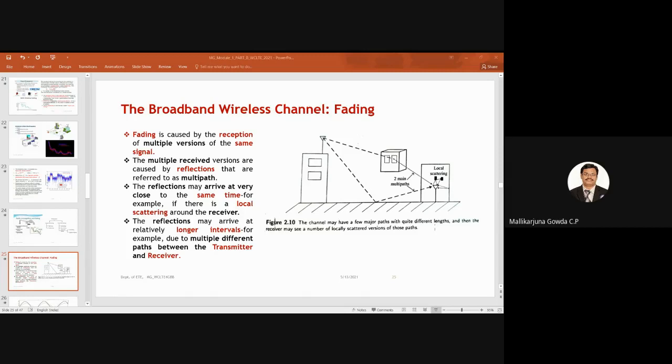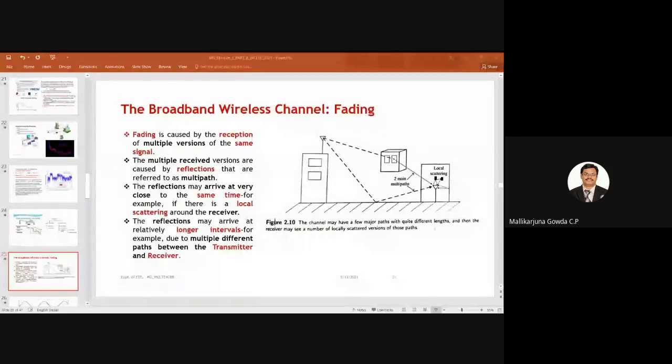Very close to the same time means, in the previous example I showed the transmitted signal and the multiple received signals. If the time difference from one signal to another signal is very small, that is due to local scattering. Another one is that the reflections may arrive at relatively longer intervals. That is due to multiple different paths between the transmitter and the receiver. To understand those two differences, one is multiple paths between transmitter and receiver, and another is local scattering. So what is local scattering?